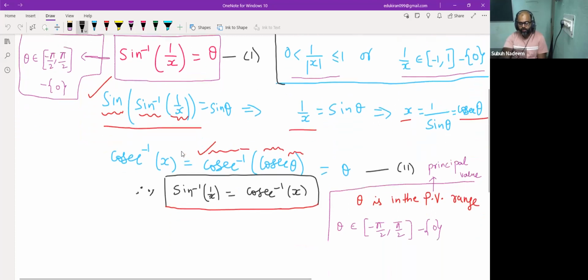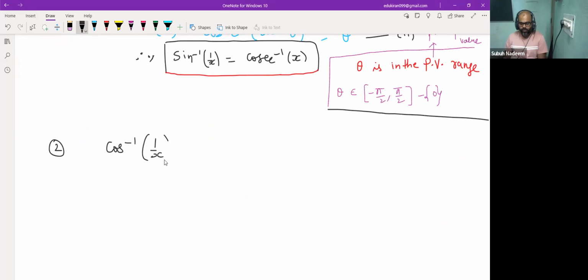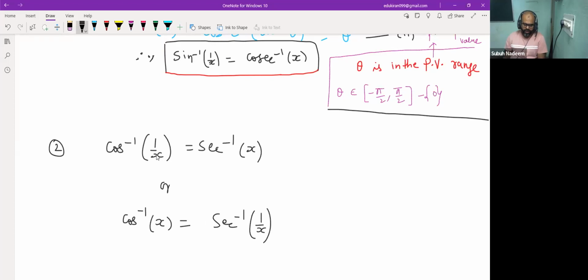So this we have seen. Similarly, if you do it for cos inverse 1 by x equal to sec inverse x, or here we can also write cos inverse x equal to sec inverse 1 by x. The only thing we have to keep in mind is that if here it is 1 by x, here it will be x. If here it is x, it is 1 by x. That is reciprocal. The only thing to keep in mind is that if we are applying this, then mod x is greater than or equal to 1.